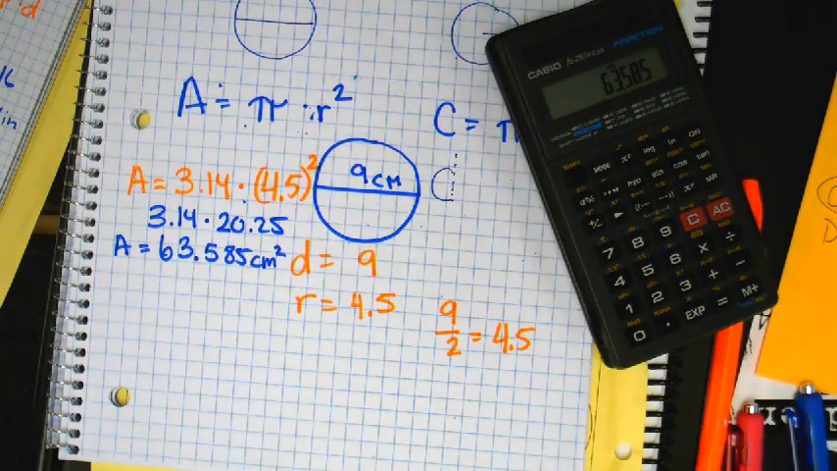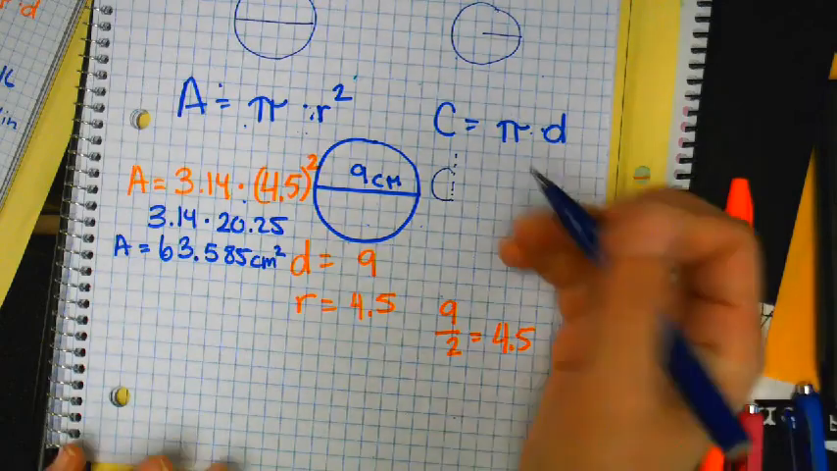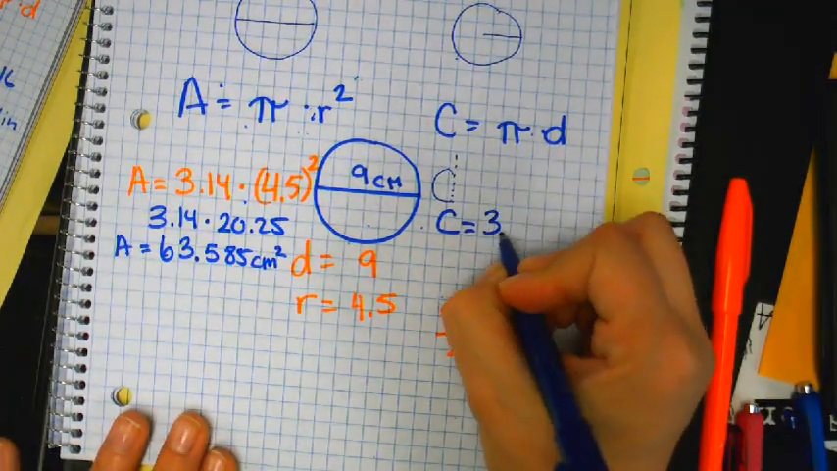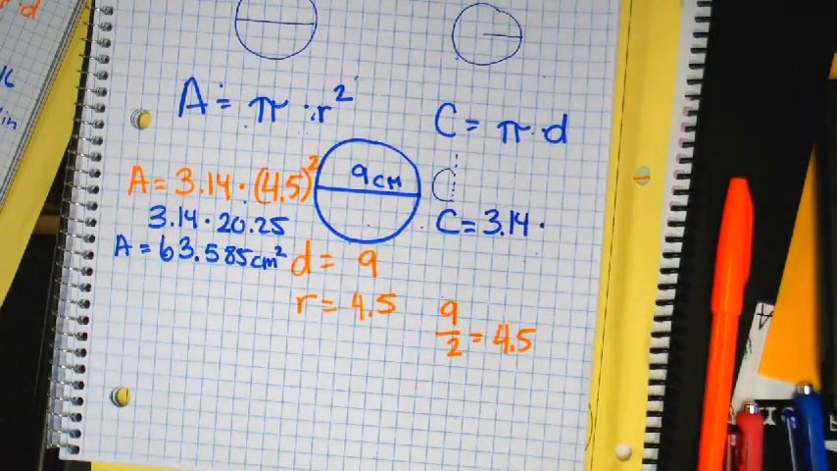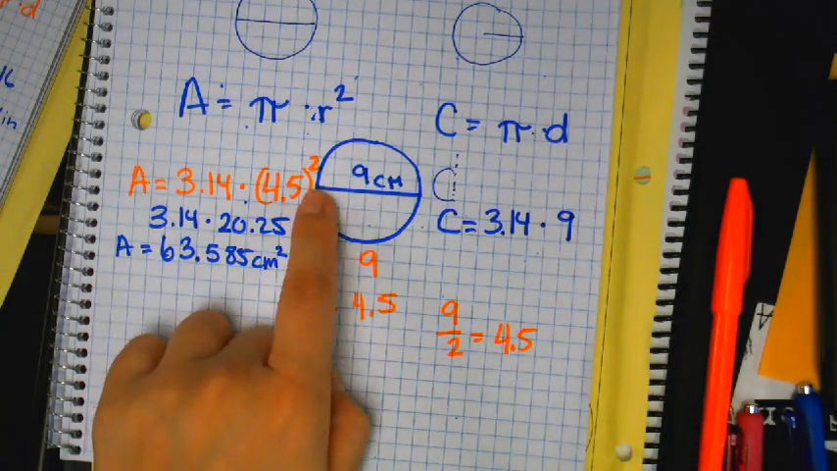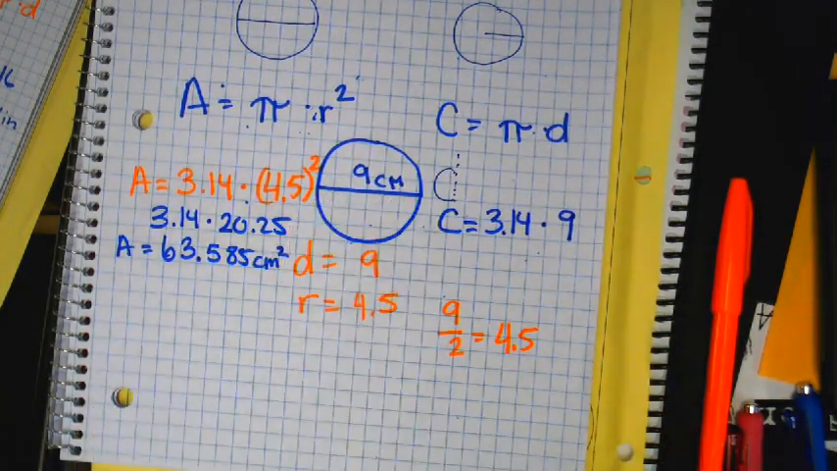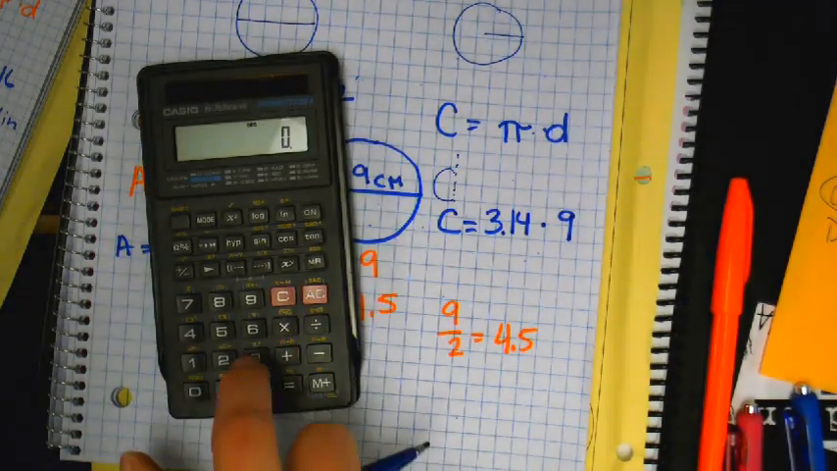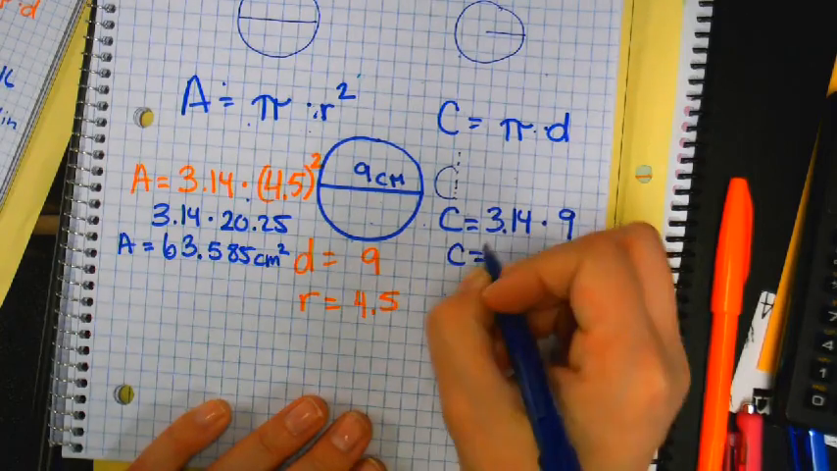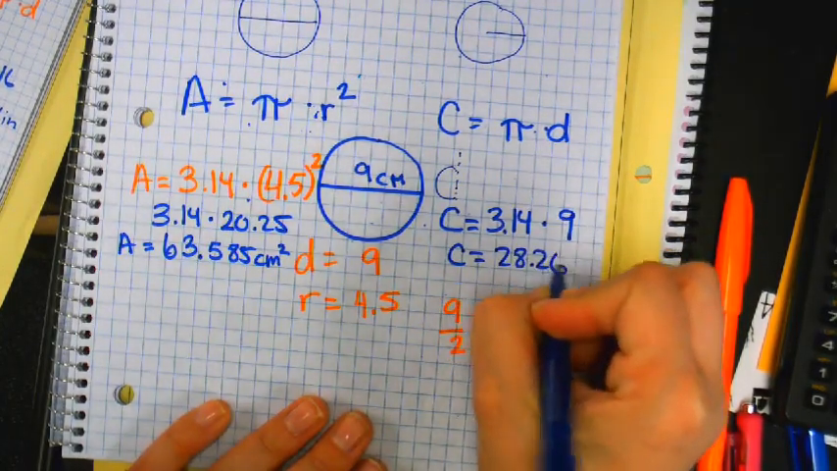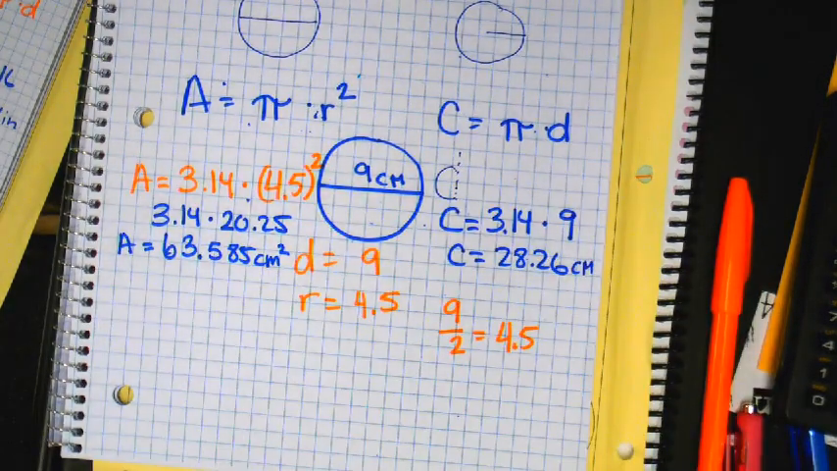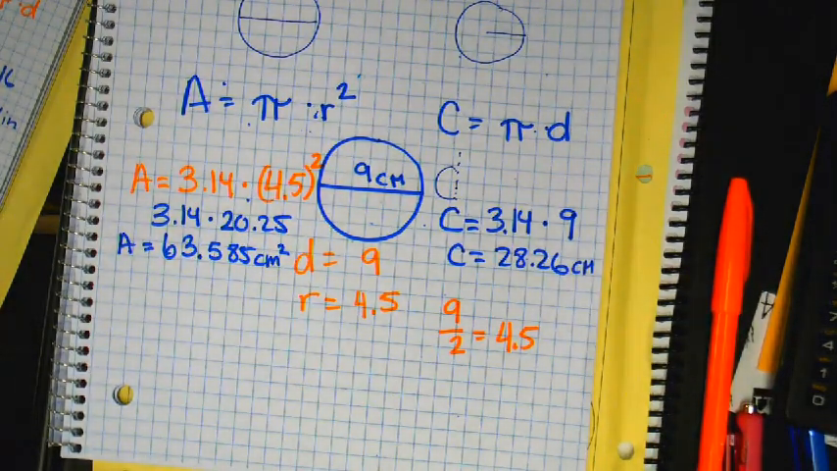All right, our circumference. Circumference is equal to, what is pi? 3.14. What's our diameter? 9. The big line. All right, pop it in the calculator. So circumference is equal to 26 what? cm. Okay? Same circle, two different answers.